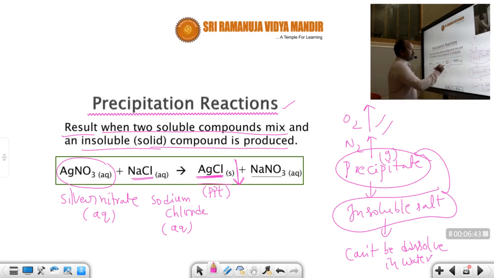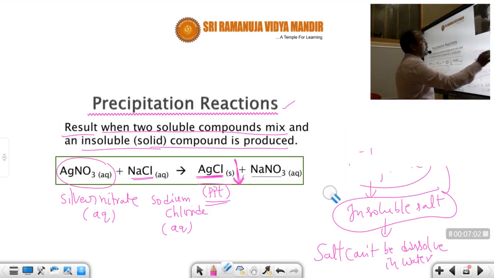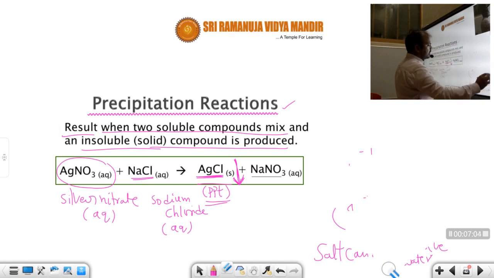But whenever a downward arrow is put in the chemical equation, you can understand that it is a precipitate. Precipitate is nothing but an insoluble salt. That salt cannot be dissolved in water. Here also, this is an example of which reaction? Double decomposition reaction. Because in a double decomposition reaction, what happens?